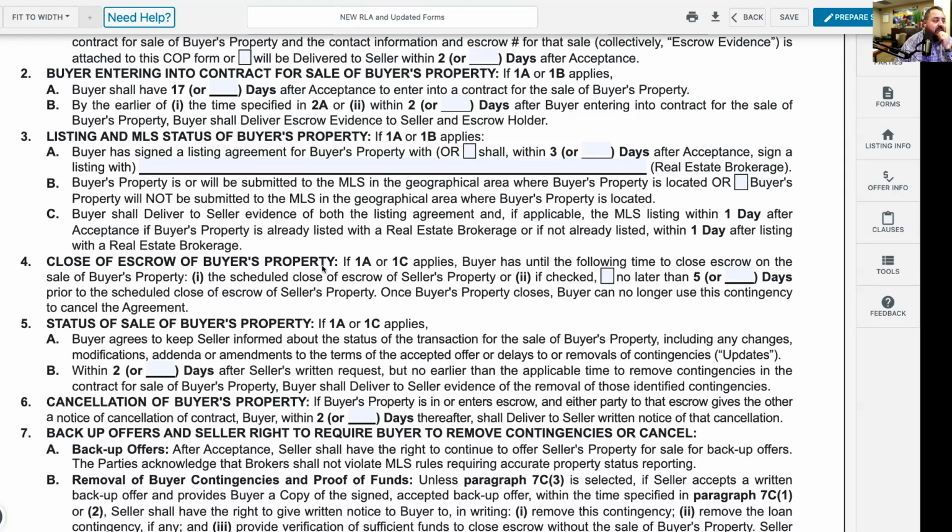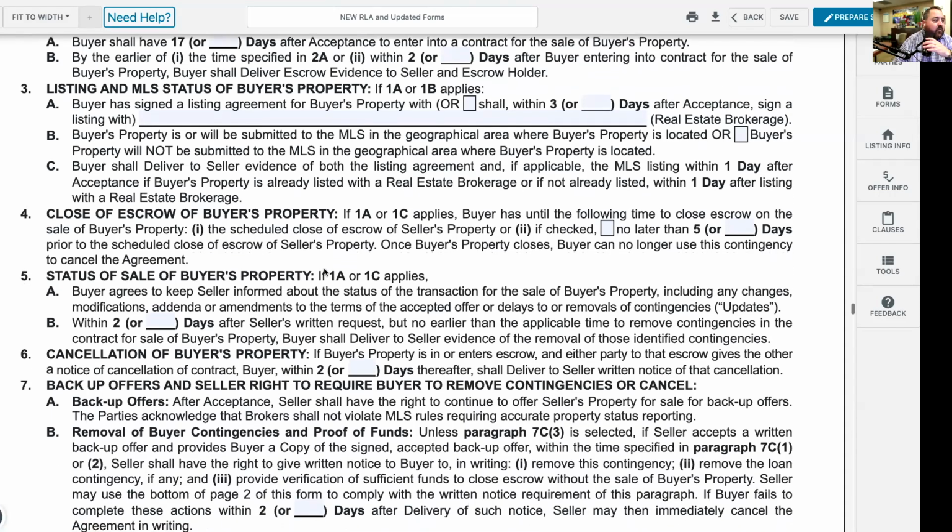Buyer shall deliver to seller evidence of both the listing agreement and, if applicable, the MLS listing within 1 day after acceptance if buyer's property is already listed with a real estate broker, or if not already listed, within 1 day after listing with a real estate brokerage. Okay. 4, close of escrow of buyer's property, if 1A or 1C applies, right? Because now we're just talking about close of escrow as a contingency.